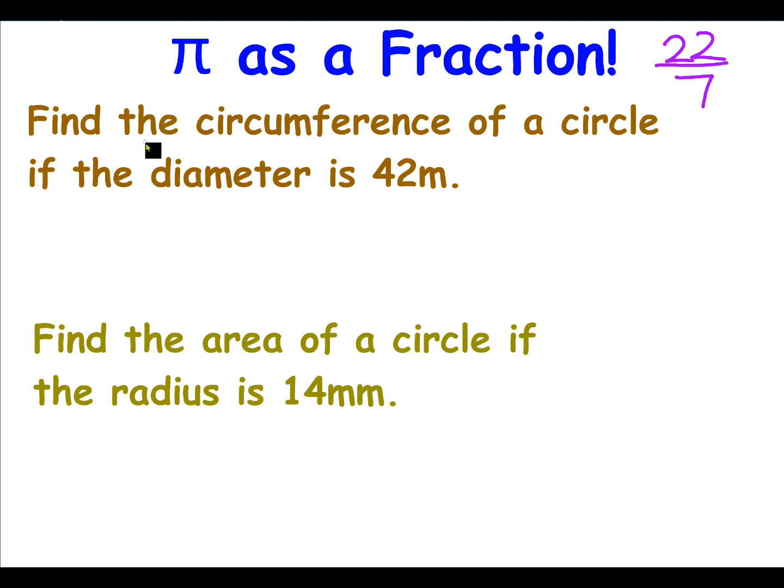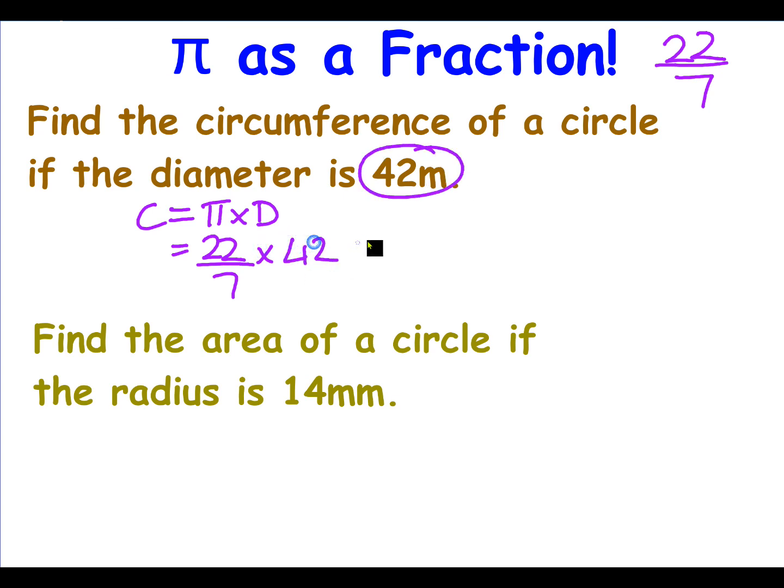Okay, for the first one, find the circumference of a circle if the diameter is 42 meters. So we know that the circumference is pi times the diameter, and we know pi is the fraction 22 over 7, and we've been given the diameter of 42 meters. Now, what you will find in the non-calculator paper is that 7 divides into 42 nicely. So 42 divided by 7 is 6. So it becomes 22 times 6.